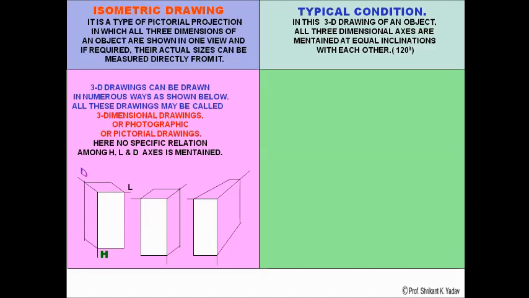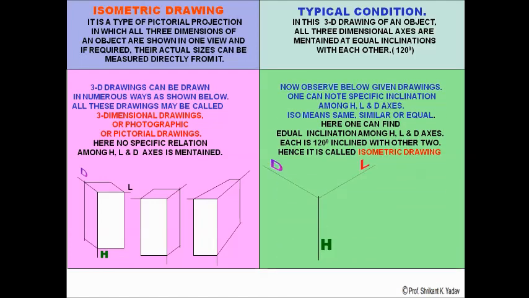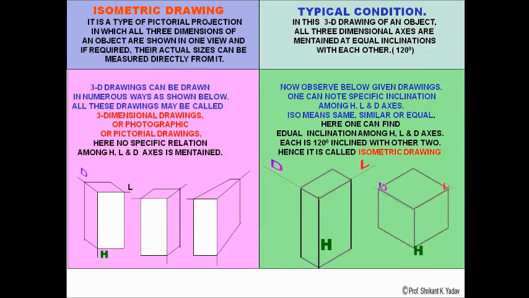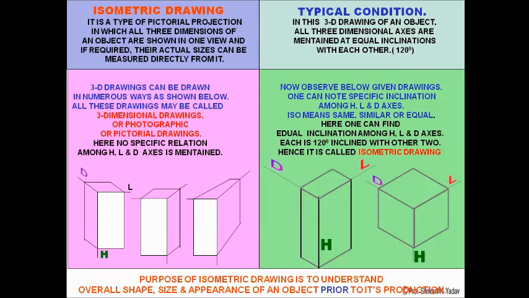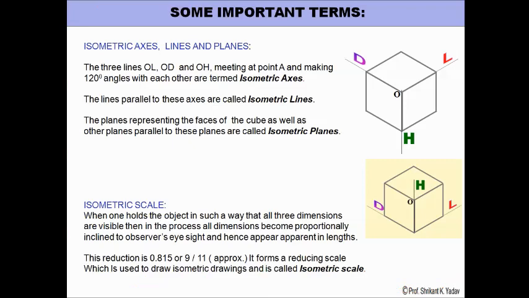Now if you observe the isometric drawings, the axes used in the isometric drawings are making 120 degree angle with each other. Here the word iso means same, similar or equal. So that's why these drawings are called isometric drawings. The purpose of isometric drawing is to understand overall shape, size and appearance of an object prior to its production.